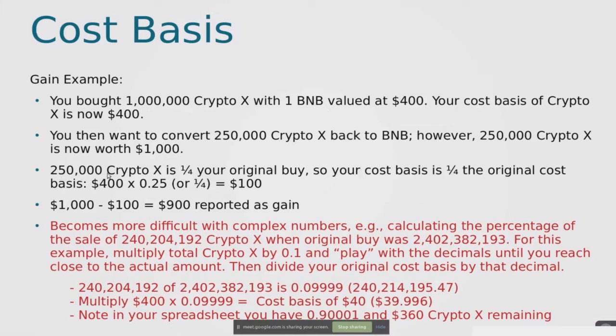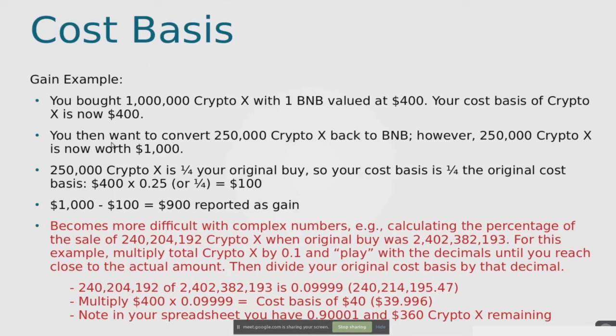So if 250,000 CryptoX is 1/4 of your original buy of 1 million, your cost basis is 1/4 the original cost basis. 400 times 0.25, or divided by 1/4, is 100. So you've got $1,000 value minus a $100 cost basis. So that's a $900 reported gain.